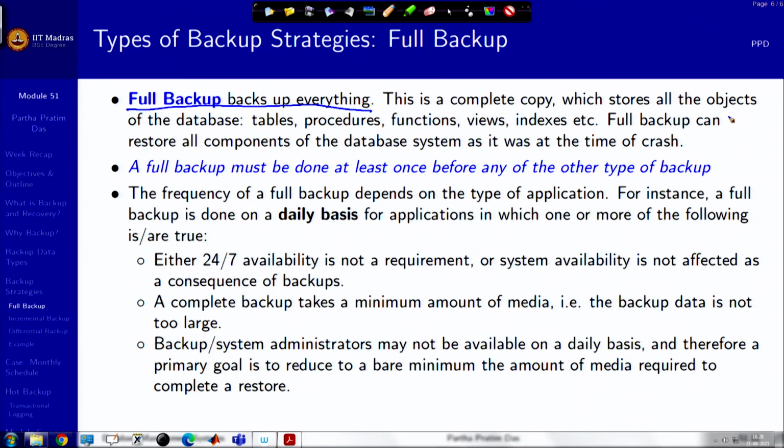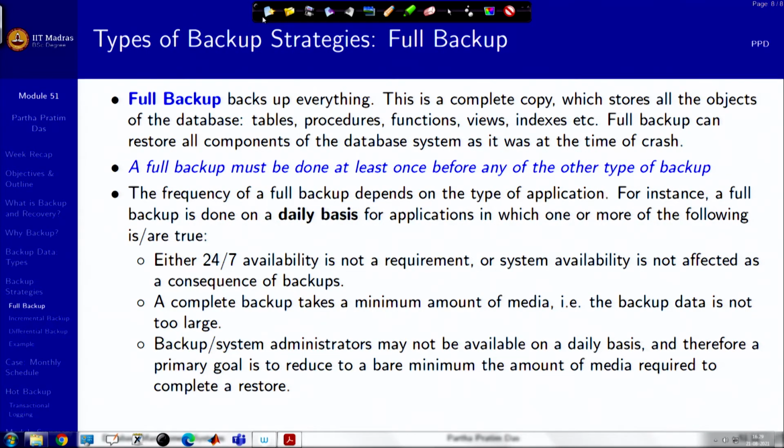So, a full backup can completely restore all components of the database system as it was at the time the crash happened. What is very important is that when you are going to do something major in your database, or when you are going to take any other kind of backup, before that at least once you must have a full backup, and then you can have anything else.